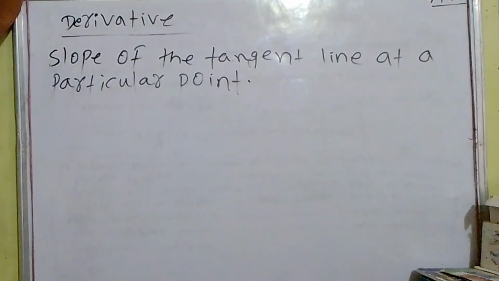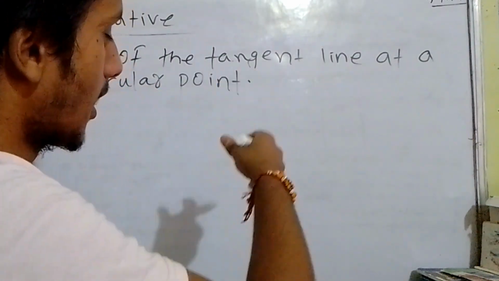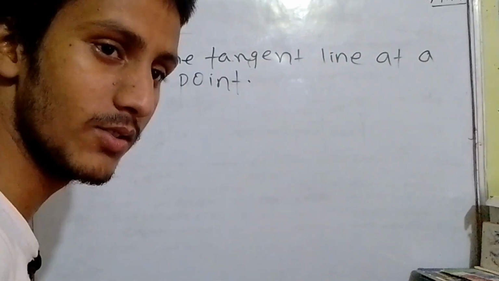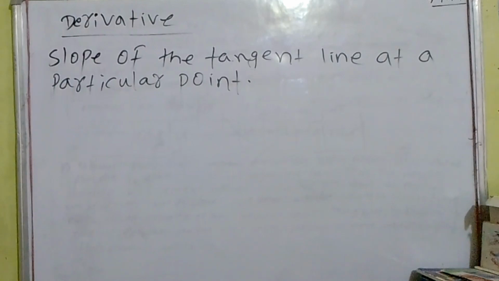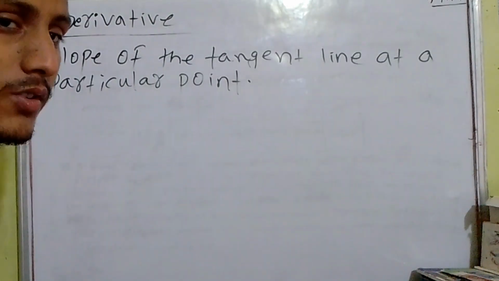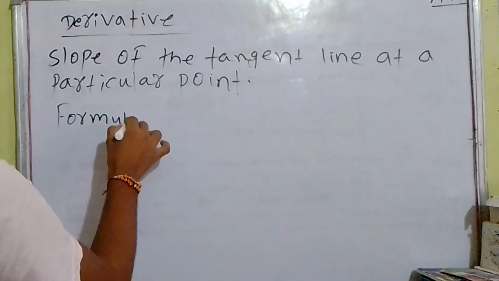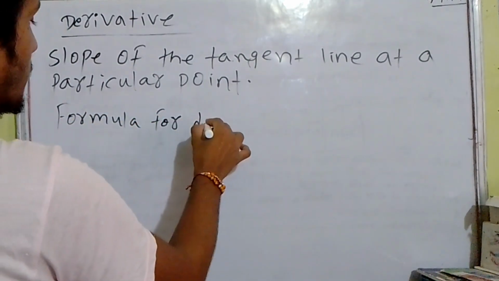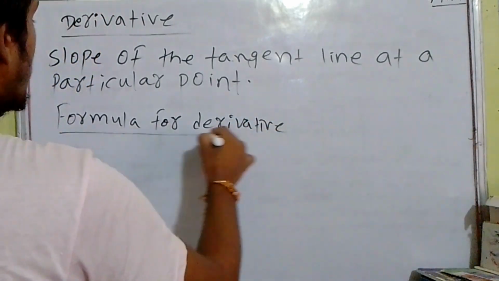Now the thing is how to compute it, because it's not like we draw the tangent at a point every time and then calculate the slope. There has to be a numerical way. There has to be a way to calculate the derivative. So now I'm going to talk about the formula for the derivative. How to calculate the formula for the derivative.